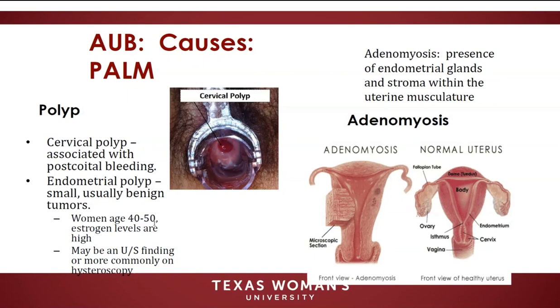Then you have a polyp in the endometrium. These are typically benign as well. You tend to see them in women like 40 to 50 years old. You commonly will see it on ultrasound. So if you are scanning someone to try to figure out why they're having abnormal bleeding, then the technician may be able to see something. And typically the report will say, cannot rule out endometrial polyp, or likely a polyp.